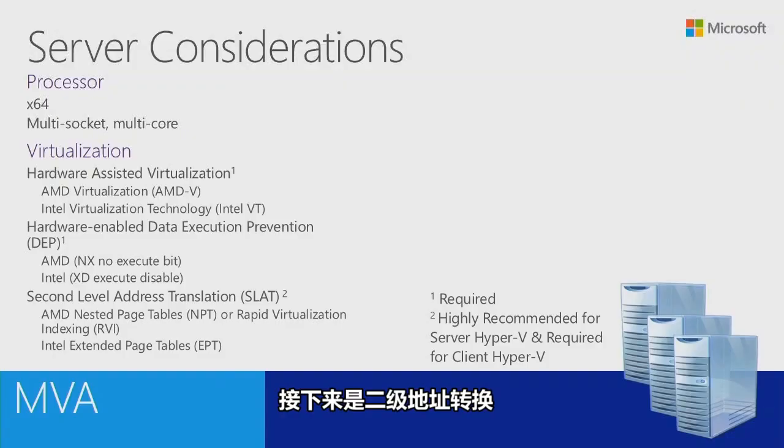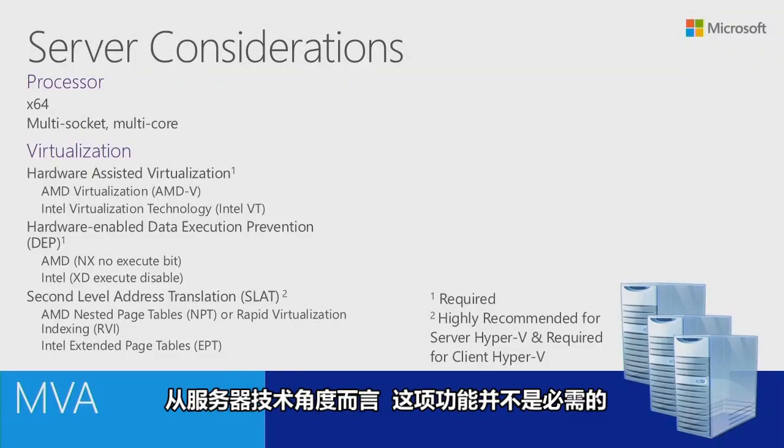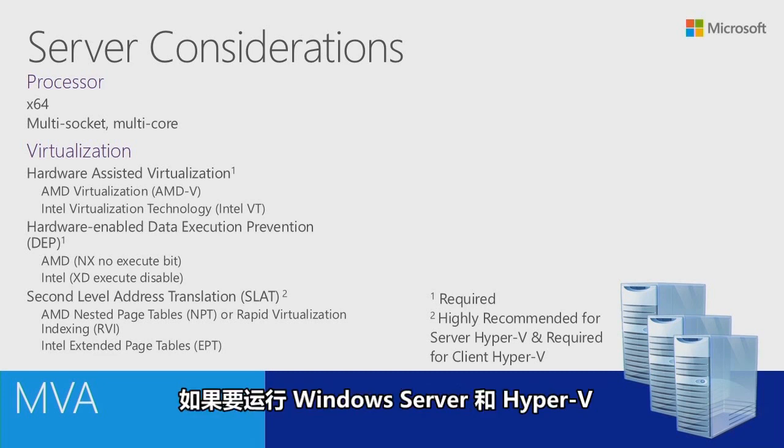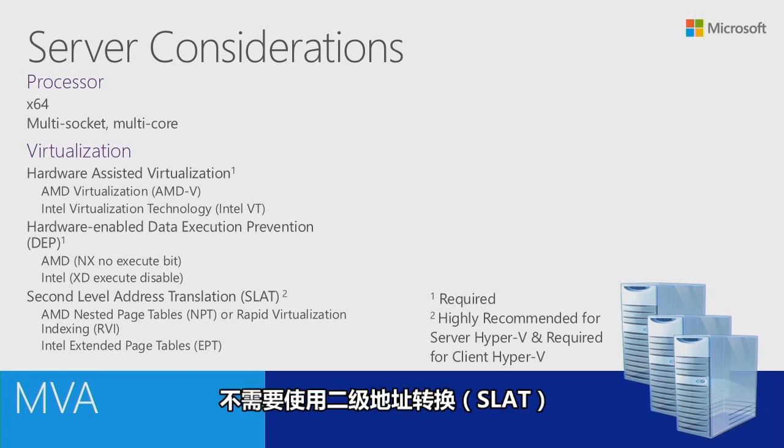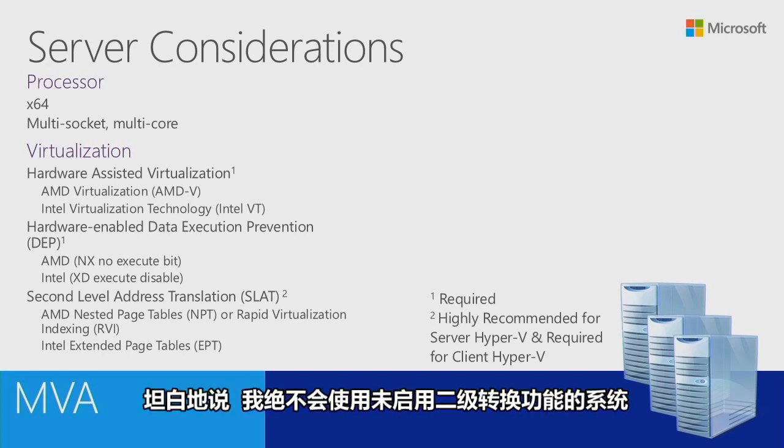The next one is second-level address translation. Now, technically, from a server standpoint, this isn't required. If you want to run Windows Server and Hyper-V, it's not required to use second-level address translation, SLAT. However, I'm going to tell you right now, it's highly, highly recommended. And quite honestly, I wouldn't even bother deploying on a system that doesn't have second-level address translation.